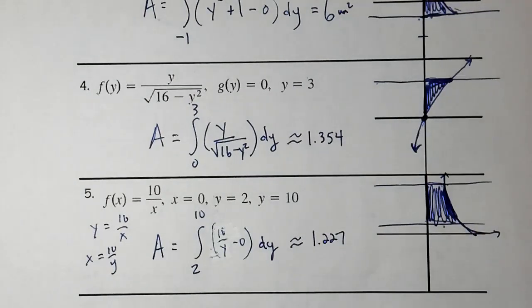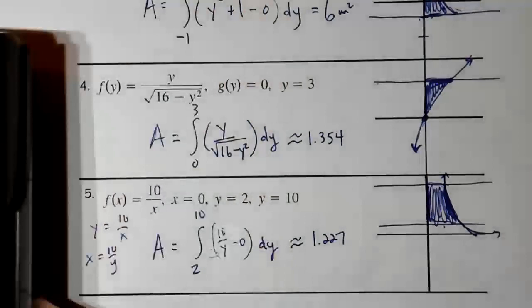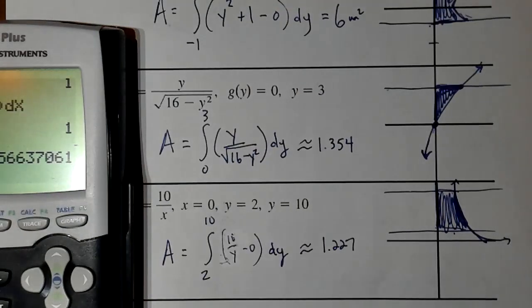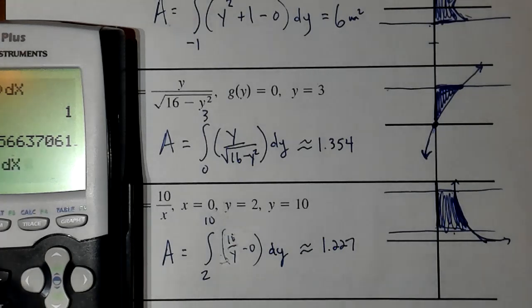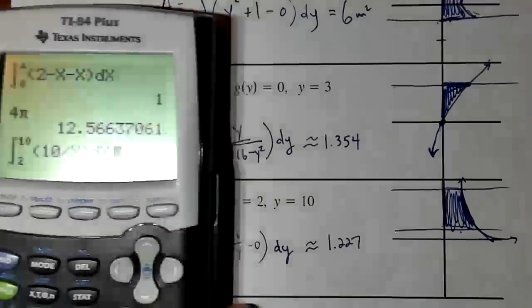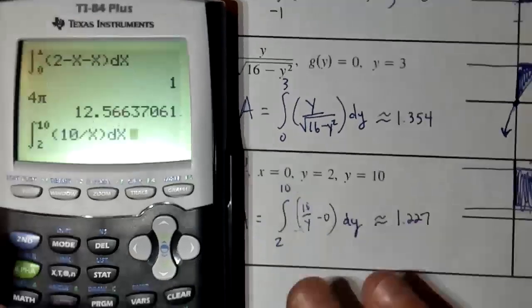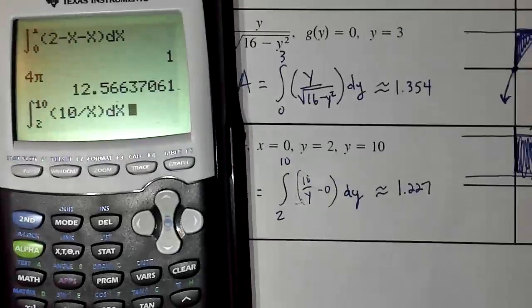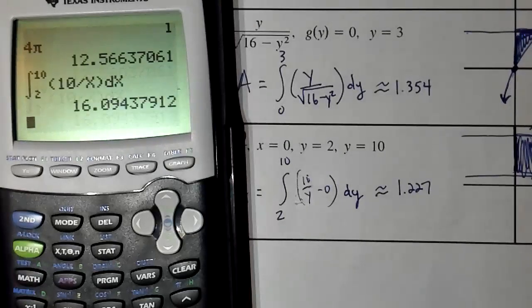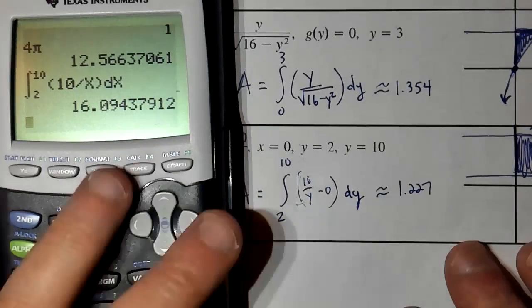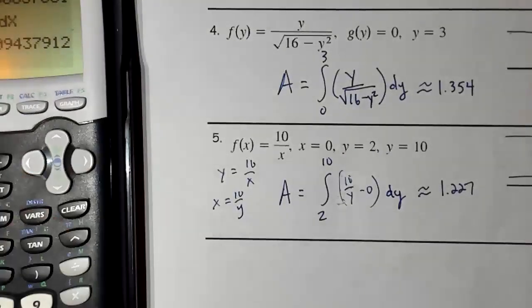Let me go ahead and just show you that, just so you don't think I'm lying to you. Okay, so we'll go math 9. We'll go from 2 to 10 of 10 divided by x dx. Now remember, the x is just arbitrary. Whoops. Let me move that over a little bit. Can you see that? Not too bright there. Okay, and bada boom. Ooh, what do we get there? We got to fix this. Let's see. Got 1.227.